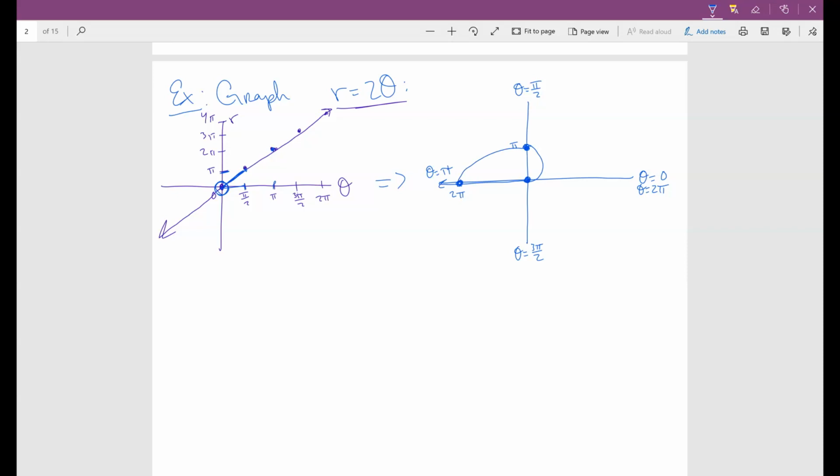Then at 3 pi over 2, you can see that now I'm at 3 pi. So 3 pi is now further back down, out here in the direction of 3 pi over 2. So now I'm going to continue curving.